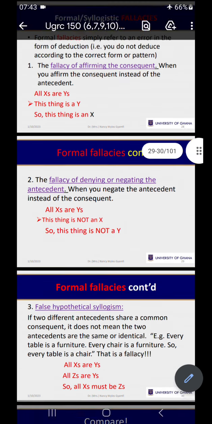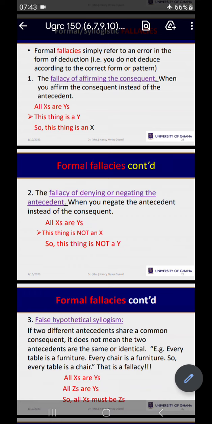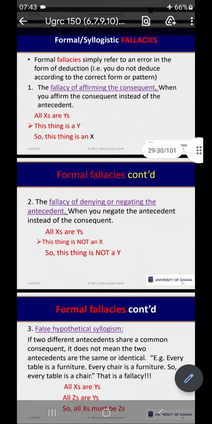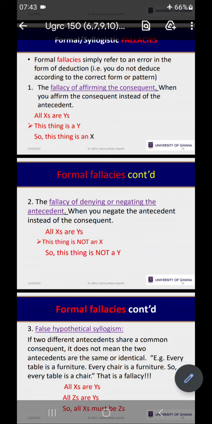in order for you to understand what I'm about to teach you. So now that you know what the antecedent is and what the consequent is, now let's look at the fallacy of affirming the antecedent. In the modus ponens, you affirm the consequence. Sorry, you affirm the antecedent.